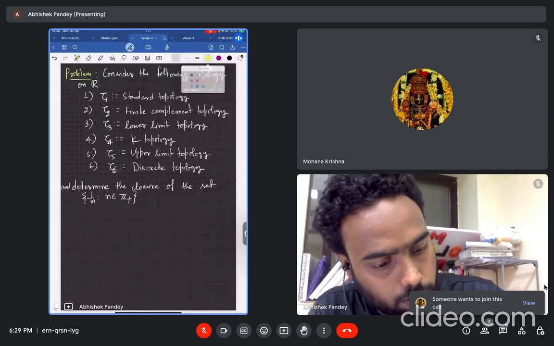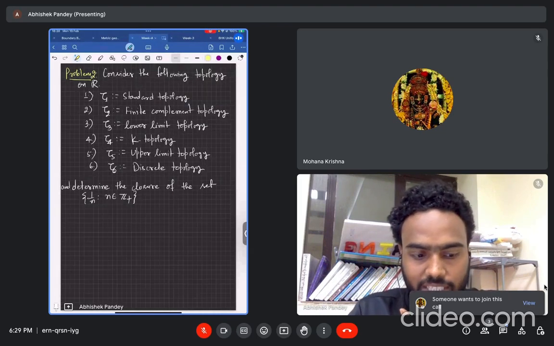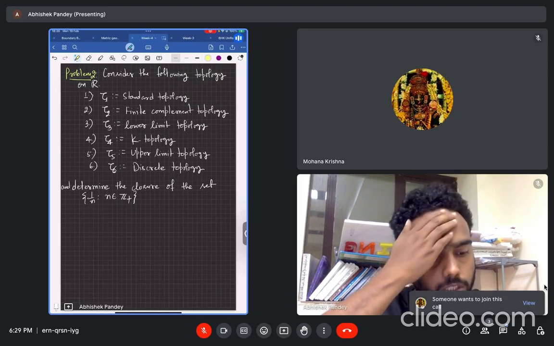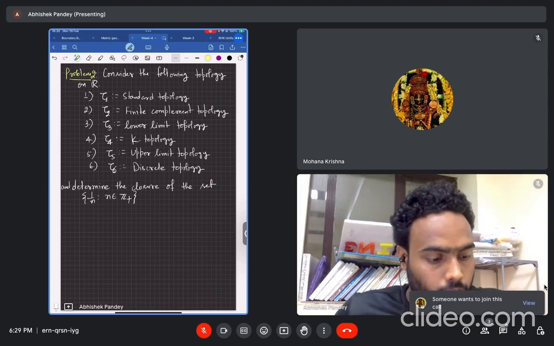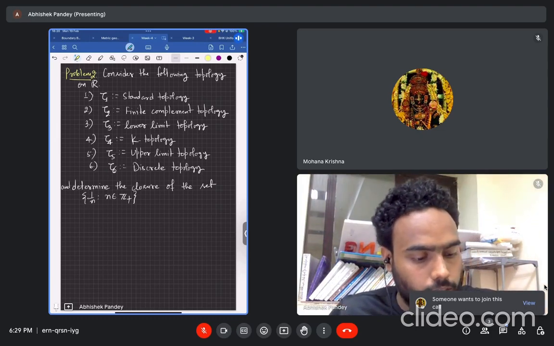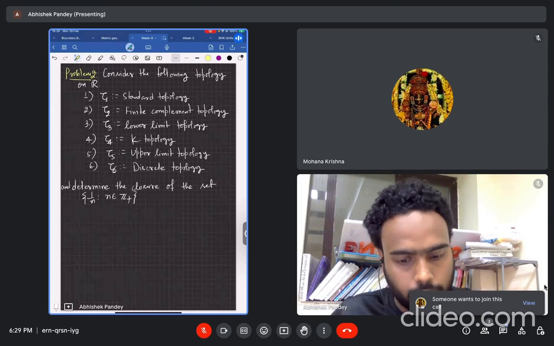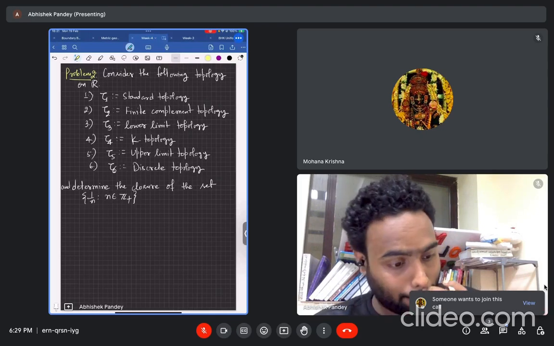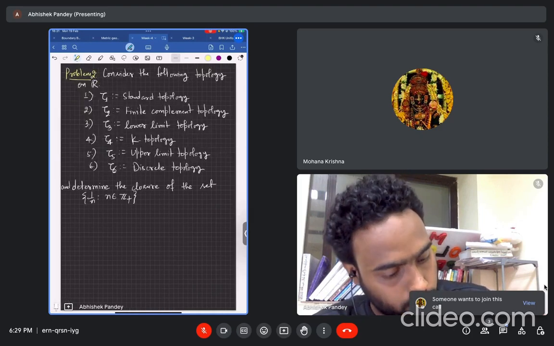Problem 2: consider the following topologies on R. The first one is the standard topology, second is the finite complement topology, then the lower limit topology, K topology, upper limit topology, and the discrete topology. We need to determine the closure of the set {1/n such that n belongs to Z plus}, meaning natural numbers. Okay, so we will do this one. Let us look at the solution.